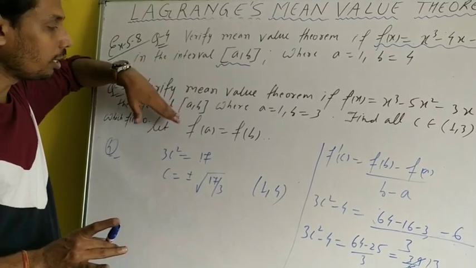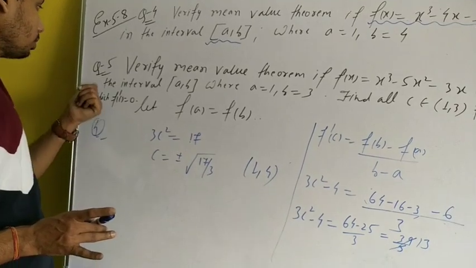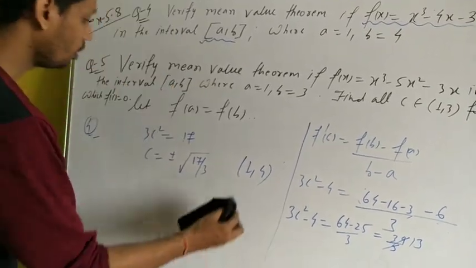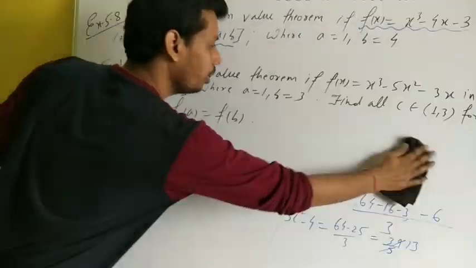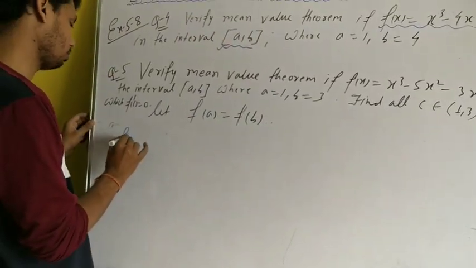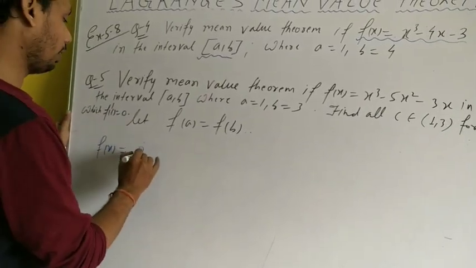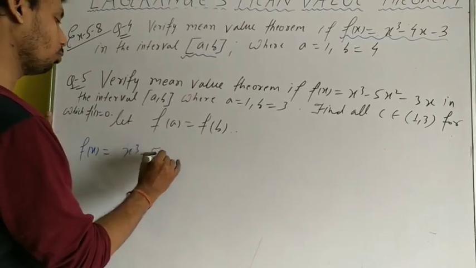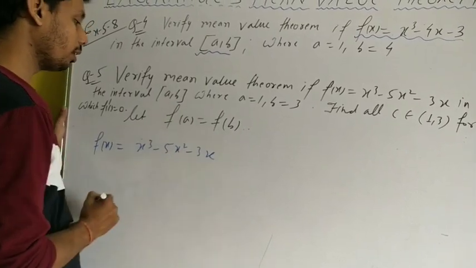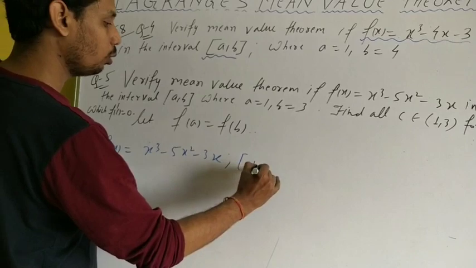Now similarly let us determine the second question, question number 5. Now see here, f x is equal to x cube minus 5x square minus 3x, where x belongs to the closed interval 1 to 3.